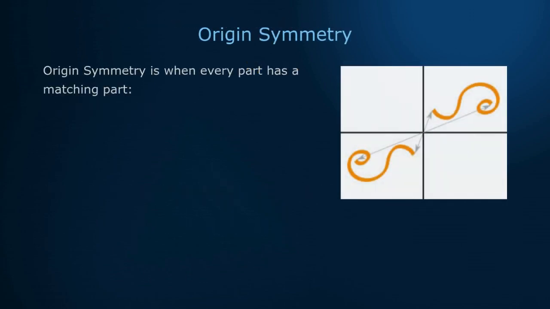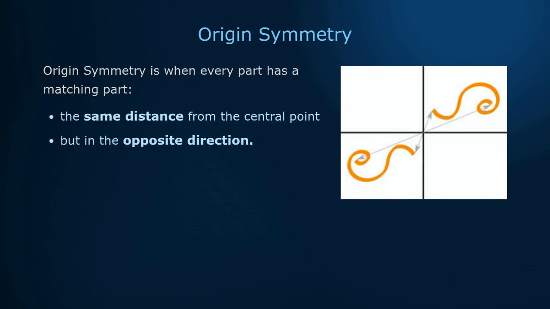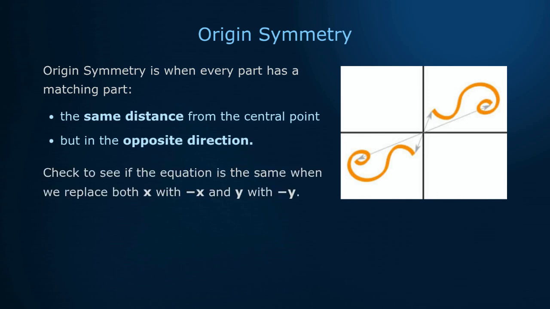Origin symmetry is when every part has a matching part, the same distance from the central point, but in the opposite direction. Check to see if the equation is the same when we replace both x with minus x and y with minus y.